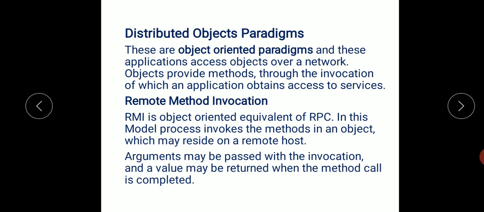Under these distributed object paradigms, we have a model that is the remote method invocation model. That is RMI. This RMI is the object oriented equivalent of RPC. RMI is the same as RPC, but RMI is object oriented. In this model, a process invokes the methods in an object which may reside on a remote host.